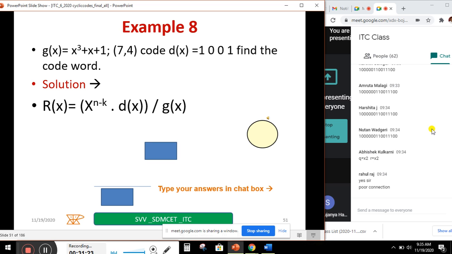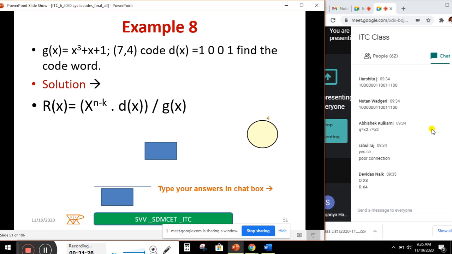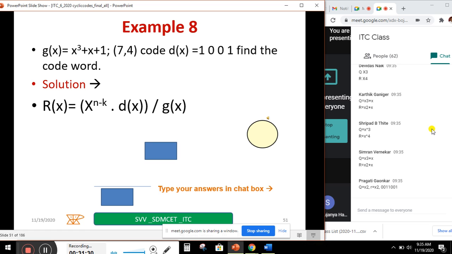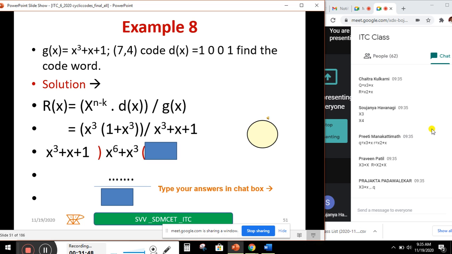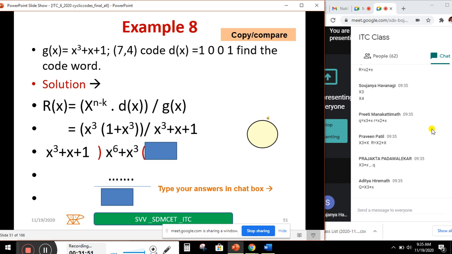Okay, anybody got an answer for this? I think Abhishek has typed, Devidas has typed, and Karthik, Shripa, Simran, Pragati, all are getting the same answer. Charan got x square. Yeah, I think x cube plus x, x square plus x. Okay, x cube plus x square plus x. Nivedita, Janvi, Abhay, Chaitra, Preeti, Praveen, Prajakta, all are getting almost the same answer.